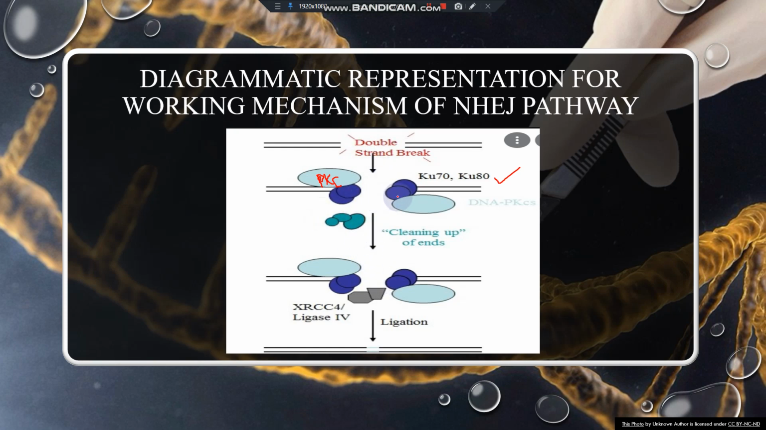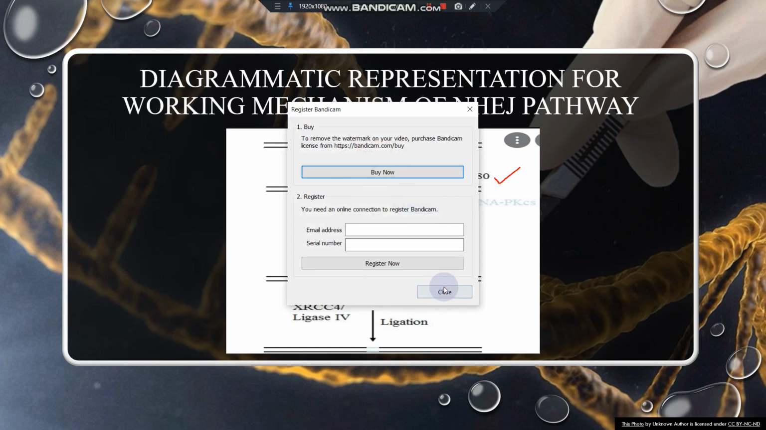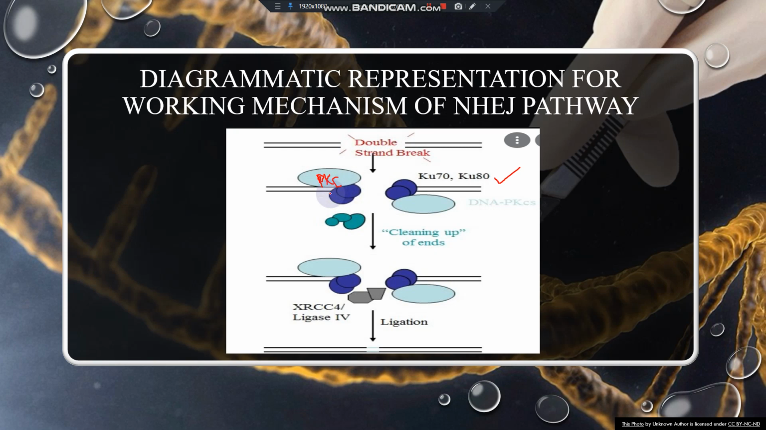When the Ku70 and Ku80 proteins recruit the DNA-PKcs, the DNA protein kinase, they form a very tight complex, and in order to form a tighter complex they need to undergo phosphorylation. During phosphorylation, they both grab the ends of the DNA, one on this end and one on this end.